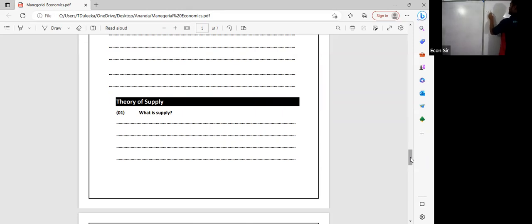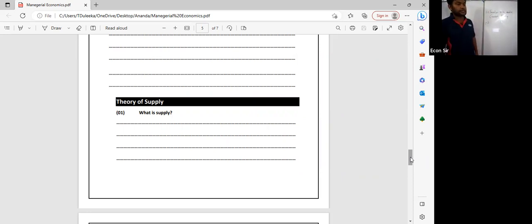Then the supplier is to make the concept of supply. Supply is to make the concept of supply. Who creates the concept called supply? A supplier. The supplier.